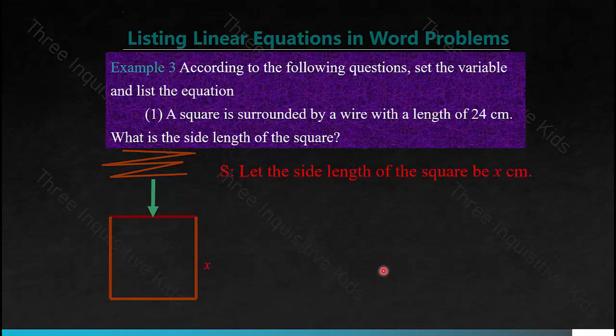Well, first, we don't know the side length of this square. So our first step is to set the variable. And the variable is often the unknown. So let the side length of the square be x centimeters. Here's the equivalent relationship we can get from the problem. The square side length times 4 would be the total perimeter, since each side length is the same. The equation we can get is 4x is equal to 24.